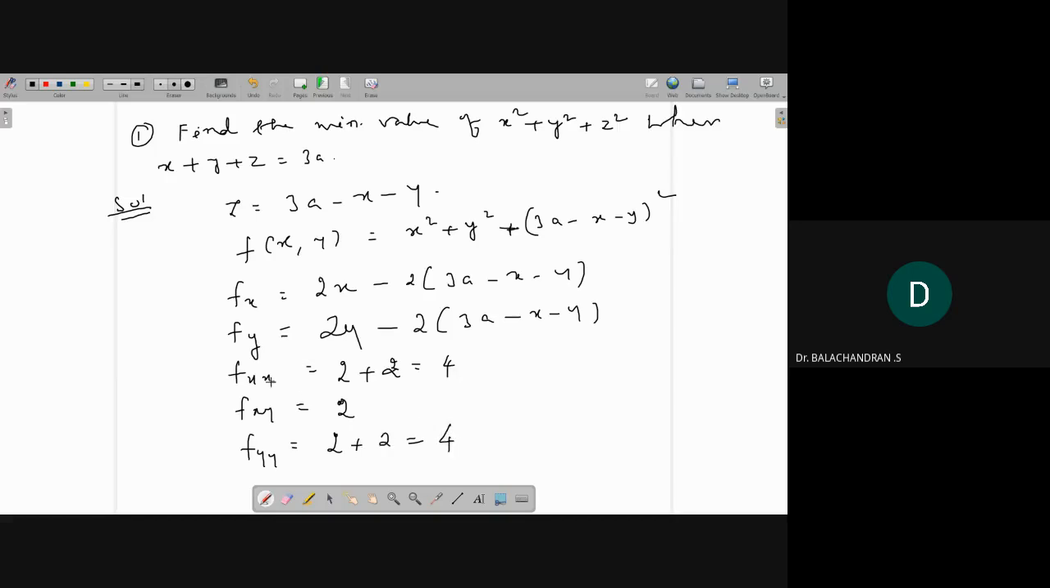Now a is constant, b is constant, c is constant. Whatever stationary points you get from fx, fy, your conclusion here is that delta is greater than 0 and a is greater than 0. So whatever stationary point you get, is it a maximum point or minimum point? Minimum point. Yes. So now solve fx equal to 0 and fy equal to 0.